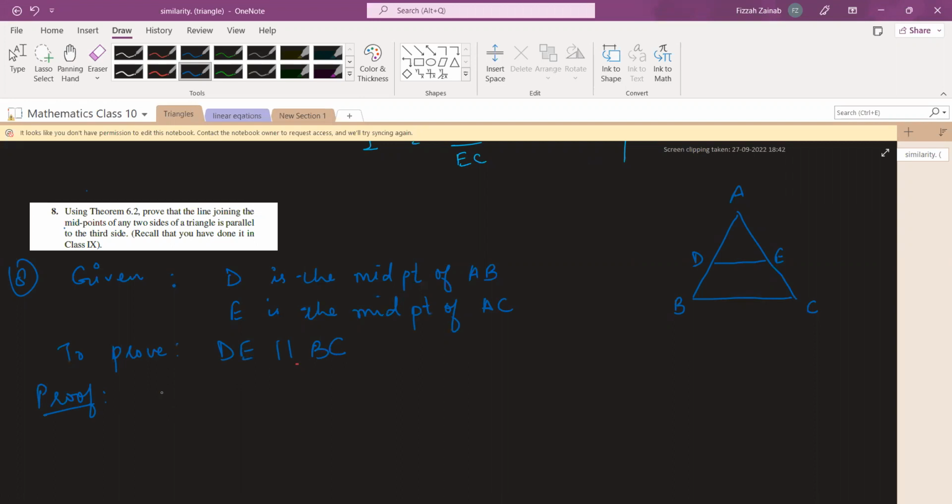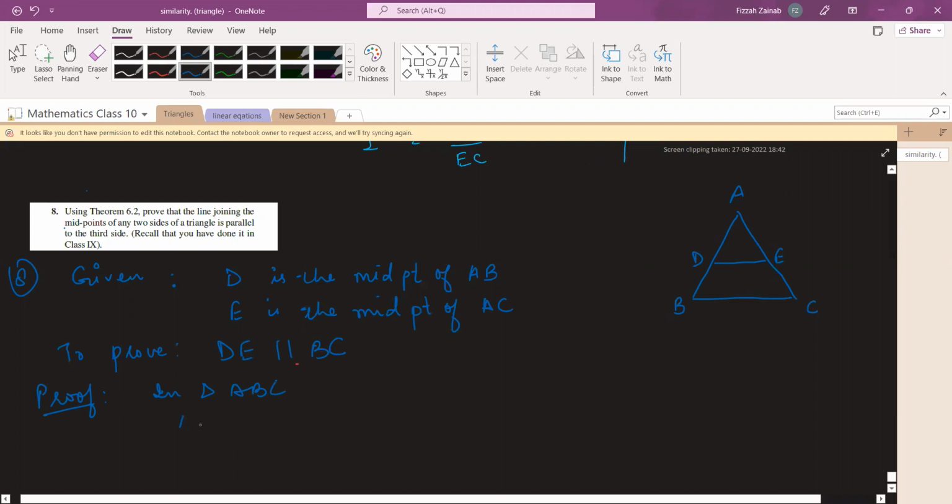Now it is given that in triangle ABC, AD is equal to DB, right? So can I just write it like this? AD upon DB is equal to 1. I'm just bringing this DB into the denominator, so on the right hand side, I'm getting 1. Let me call it equation number 1.